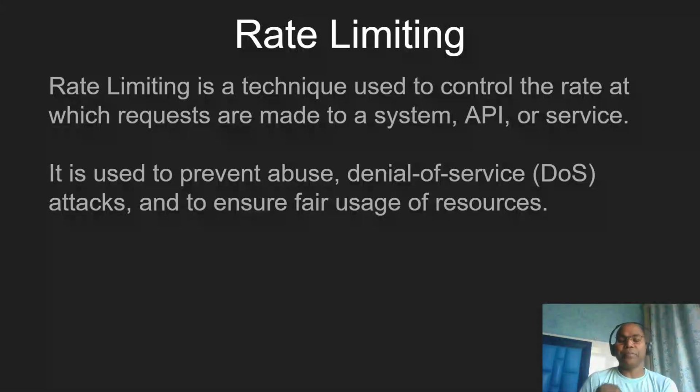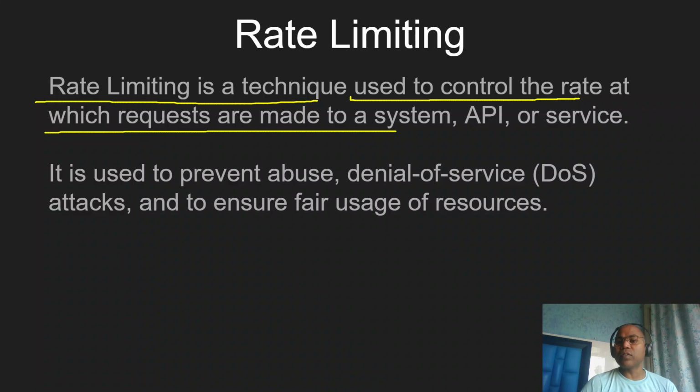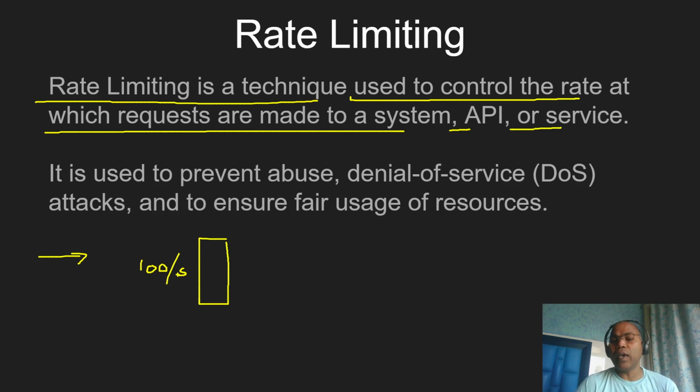So let's understand the definition and meaning. Rate limiting is a technique used to control the rate at which requests are made to a system, API, or service. Simply, we decide that a particular customer can make 100 requests per second. If they make more than 100, I am not going to allow it, because they have bought such a plan.